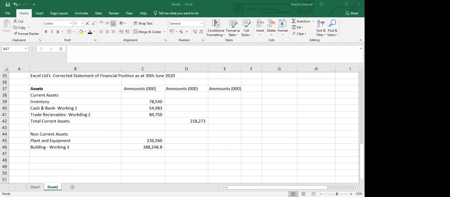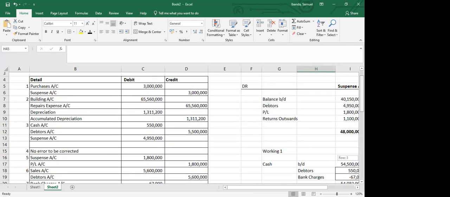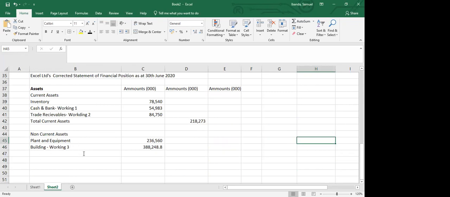And our question is, did land change? Was there any issue to do with land? Definitely, we don't have any issue to do with land. In our errors, there was not any error that had land in it. So land would remain with its value as it is provided to us in the question. So it is 304,850. So those are the assets we have.